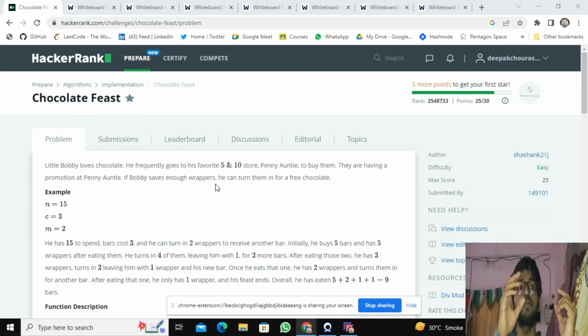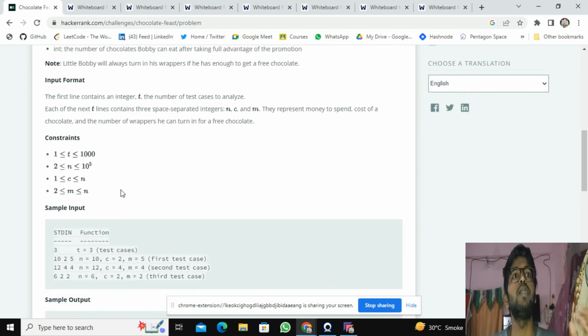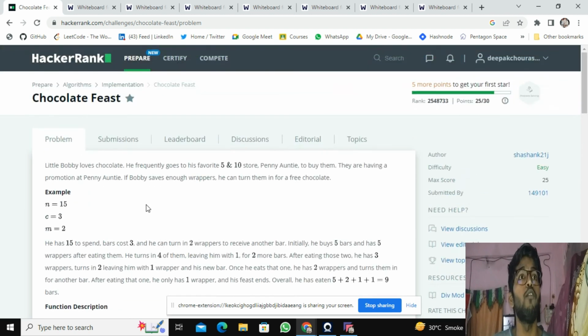So today we'll be solving this popular story-based question called Chocolate Fest. What is the function description? What do I have to return? What is the input format? What are the constraints? We'll just go through it. I'll tell you what the story is conveying to us.